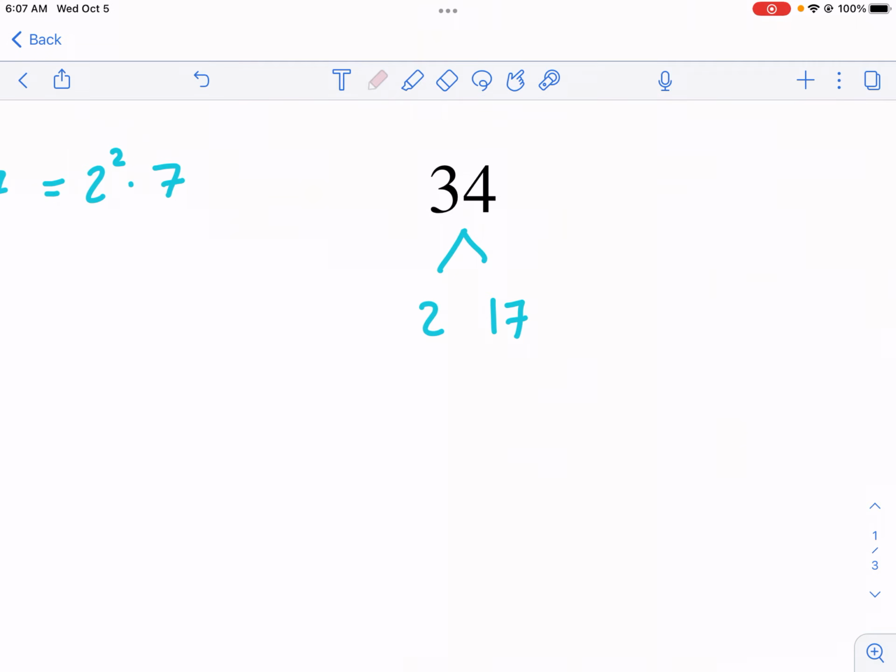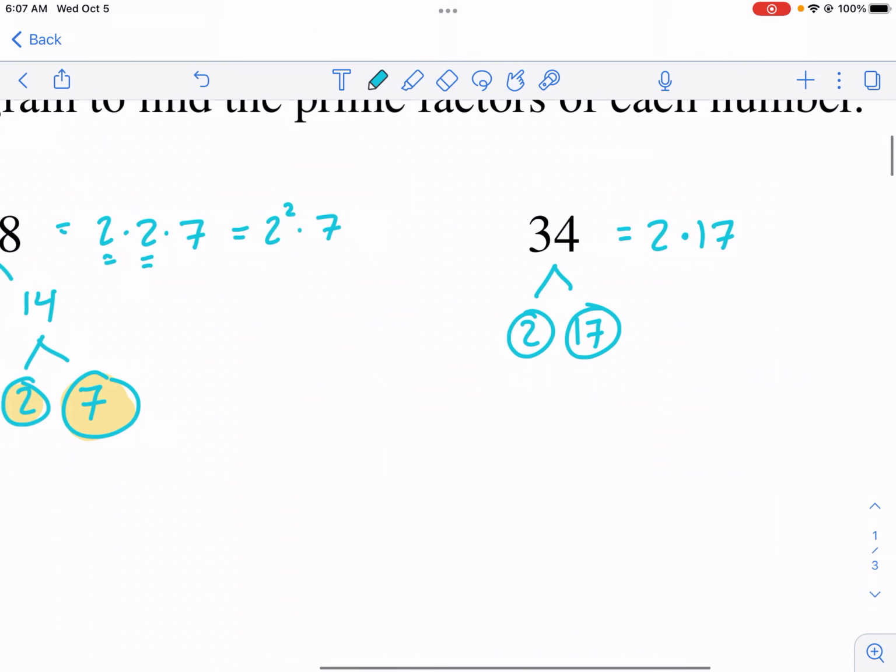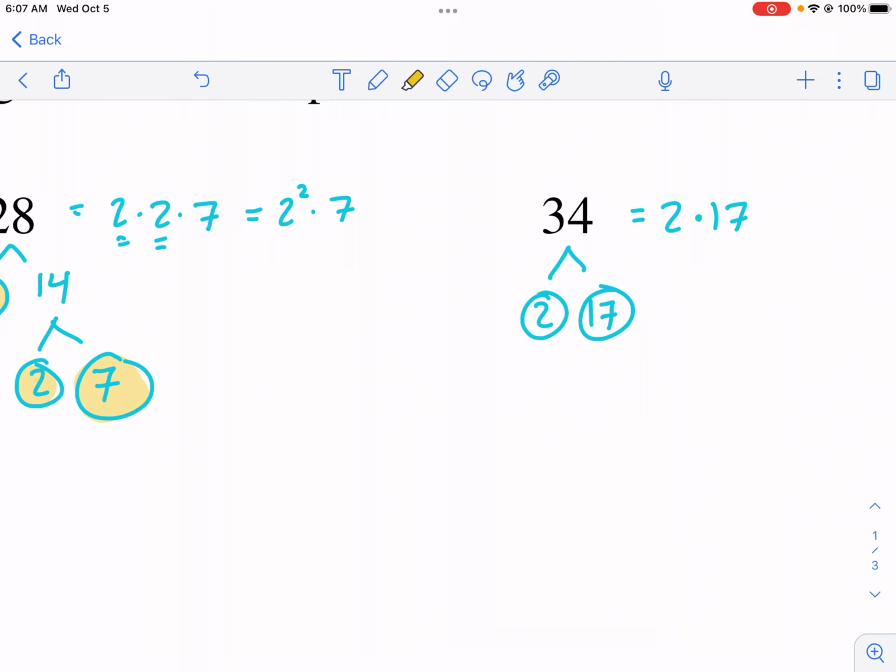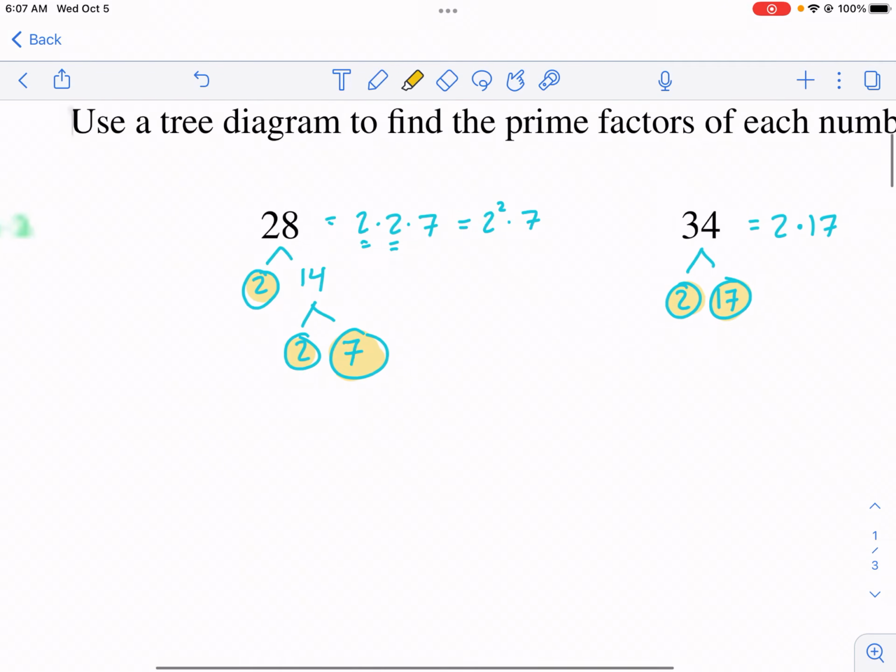Both these are prime. So this one's actually a pretty small tree. We have 2 and 17, so we can do 2 times 17. Or if you want to use the X, I'm a big fan of the dot. Less writing and it doesn't complicate for a variable. So we have 2 and 17. Let's highlight it. Look at that. All right, there we go.